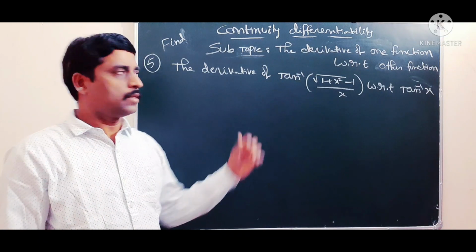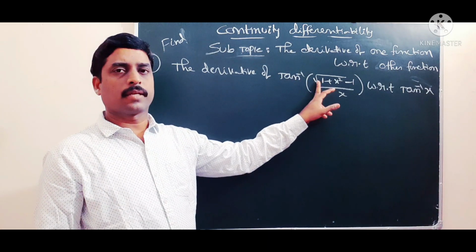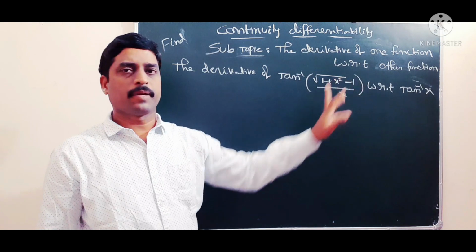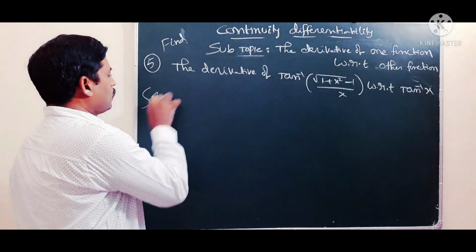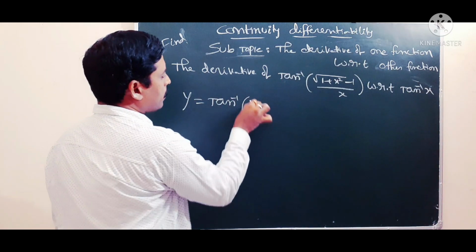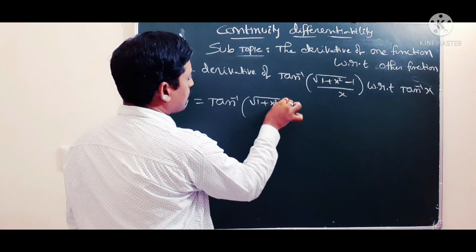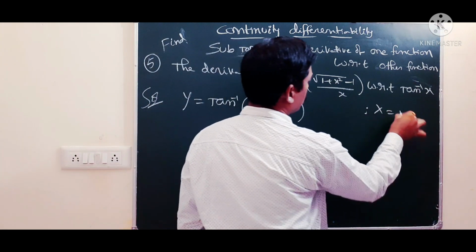Okay, look at the next question. The derivative of tan inverse of (root 1 plus x square minus 1) by x with respect to tan inverse x. Let us take the first function as y. y is equal to tan inverse of (root 1 plus x square minus 1) by x. For the second function, let us take x is equal to tan inverse x.